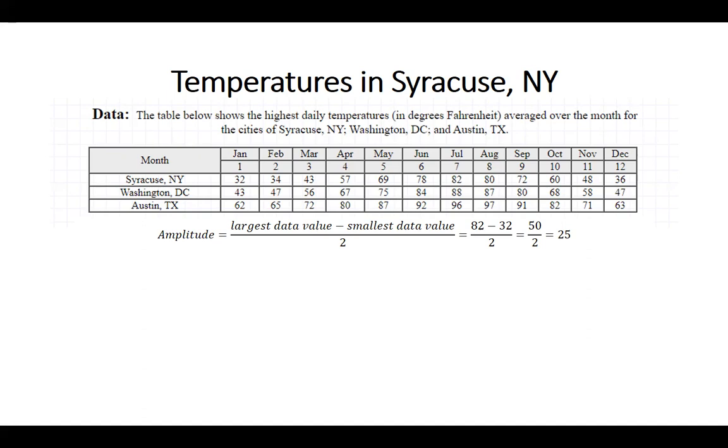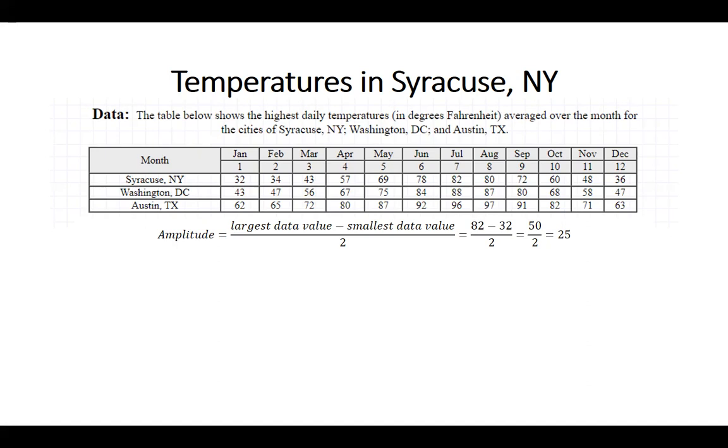Well, I can tell you one thing that's nice to see is the fact that we have 12 periods of data, right? January, February, March, 12 months. And the difference between the maximum value and the minimum value for those months is 6 months. July was 82, January was 32. That's a 6-month difference. So 82 minus 32 divided by 2 gives us 50 divided by 2.